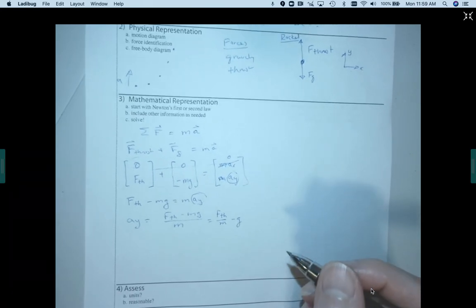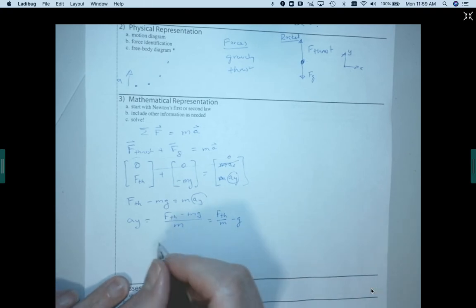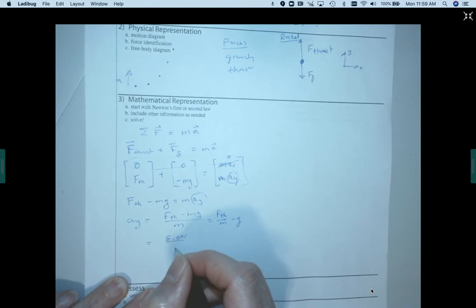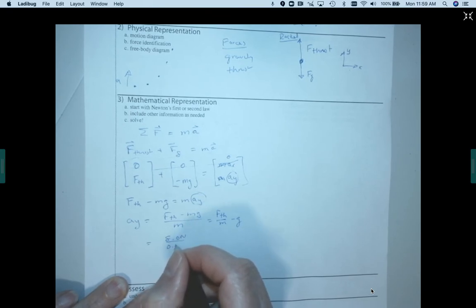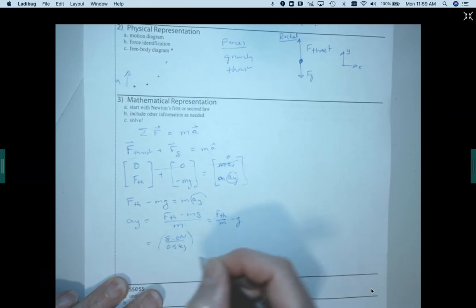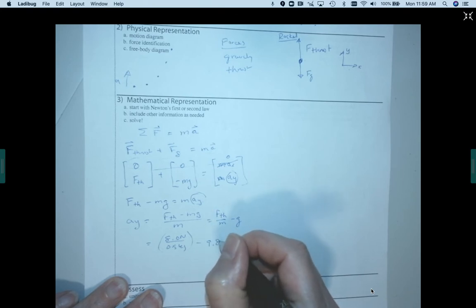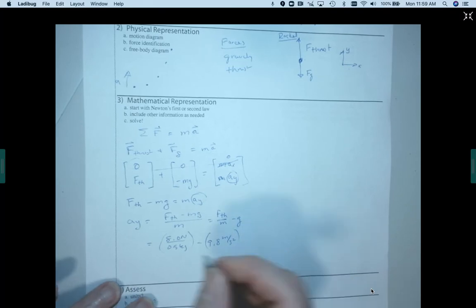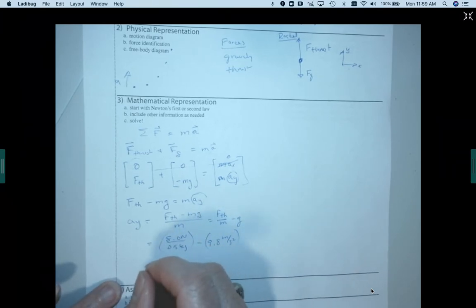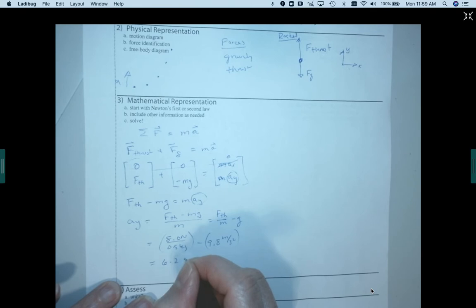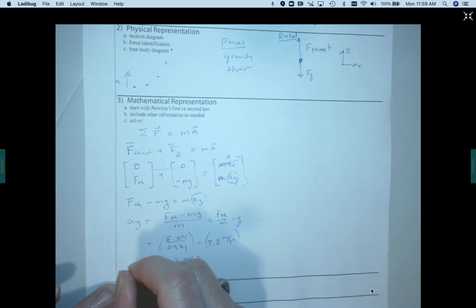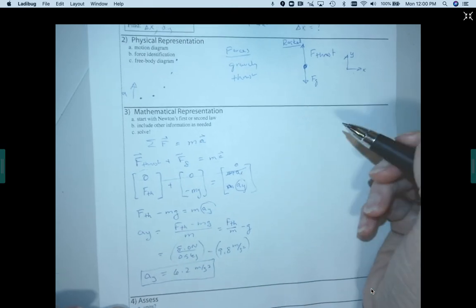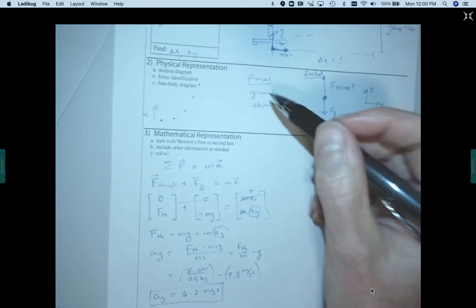Okay, let's go ahead and plug in. We have 8 newtons divided by the mass, which is 0.5 kilograms, and then minus the acceleration of gravity, 9.8 meters per second squared. So that's 16 minus 9.8, we get an acceleration of 6.2 meters per second squared. Okay, so that's good. We have this one done.